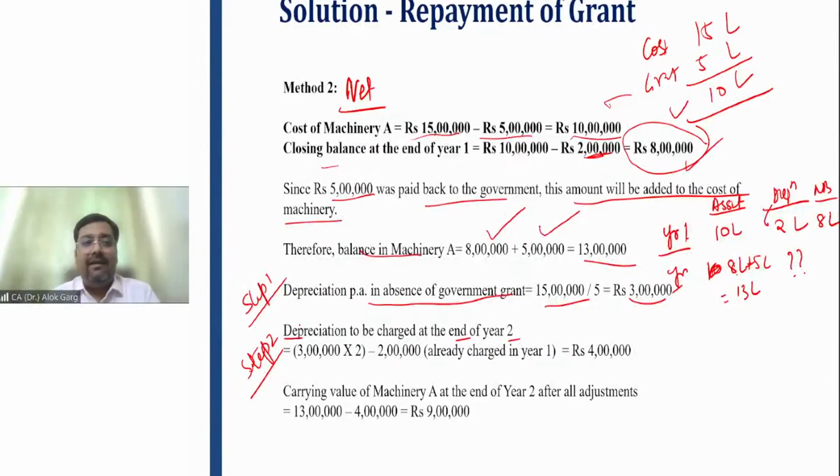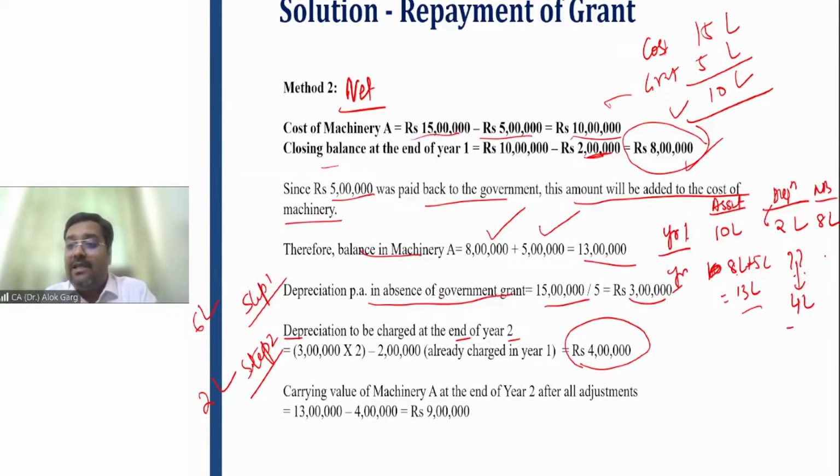In step number 1, if the grant has never been received, the cumulative depreciation is 6 lakh rupees. Since the grant has been received and we are following net approach, the depreciation which we have recorded is 2 lakh rupees. So how much depreciation we need to record extra? We need to record the depreciation to the extent of difference between step number 1 and step number 2, so 4 lakh rupees in the year 2.